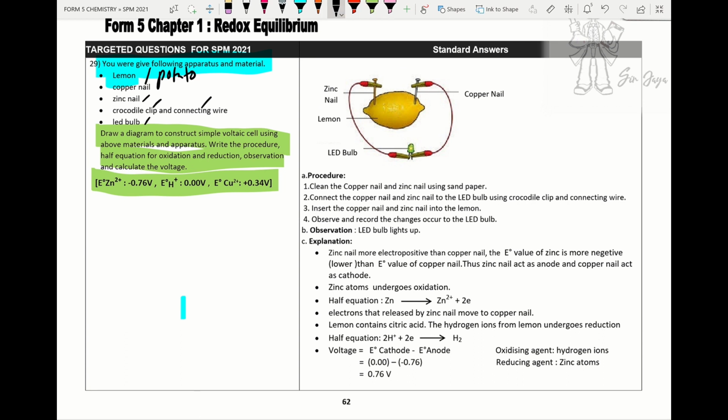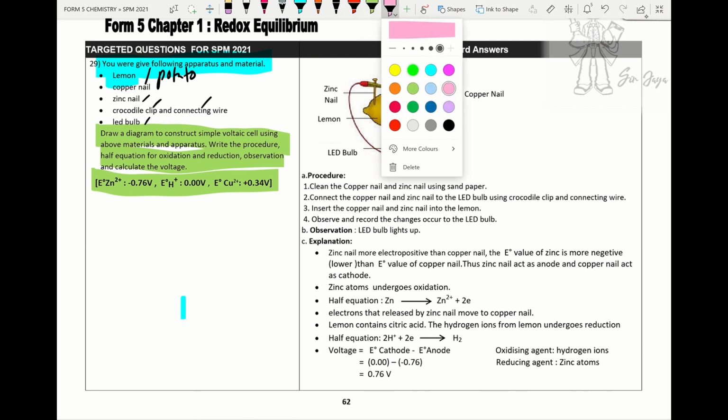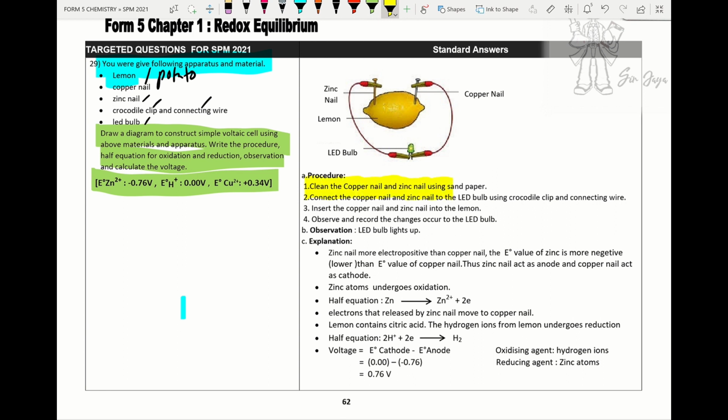Before that, how to do the procedure? So we check the procedure. Clean copper nail and zinc nail using sandpaper. Connect the copper nail and zinc nail to the LED bulb using crocodile clip and connecting wire. Insert the copper nail and zinc nail into the lemon. Observe and record the changes that occur to the LED bulb.